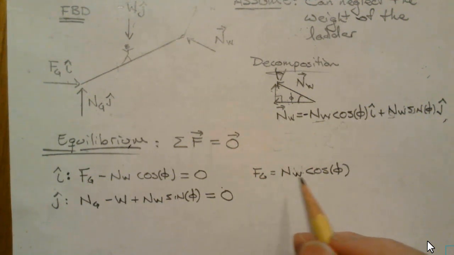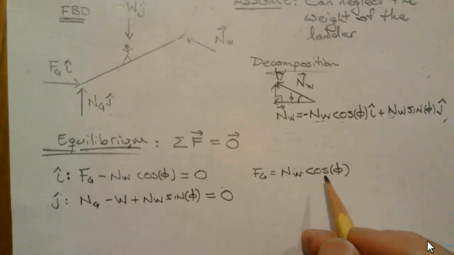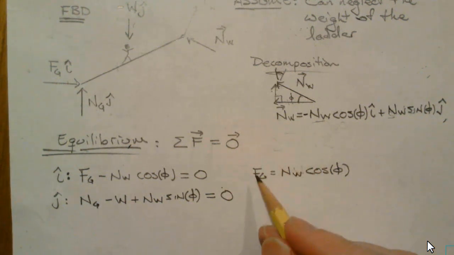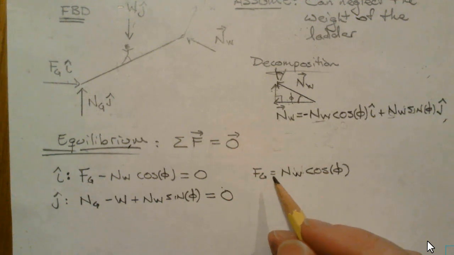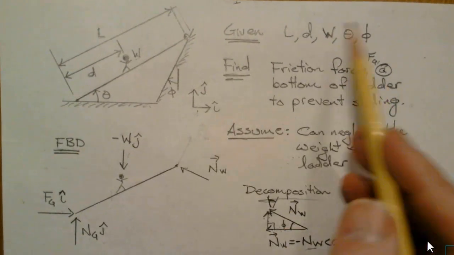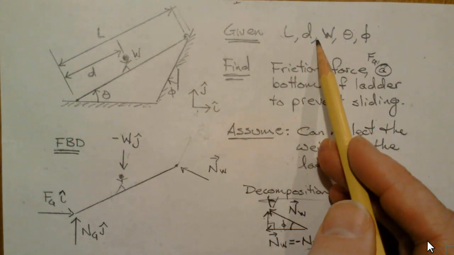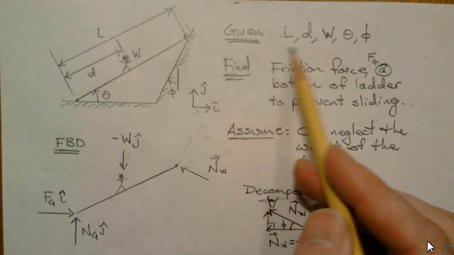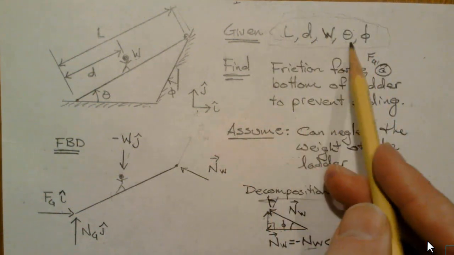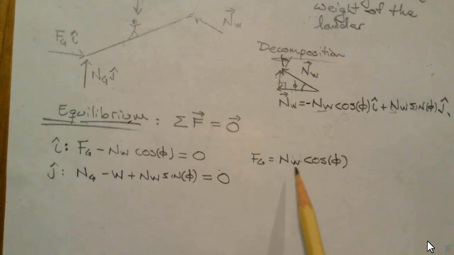So I can write Fg equals NW cosine phi, and you can say, hey, there's my answer. That's what I was looking for. I'm looking for an expression with this Fg in there. But hold on. I want to write this in terms of things that I know. The things that are given to us are the length, this distance from the bottom of the ladder, the weight, the angles. These are the things I know. I have no idea what NW is.